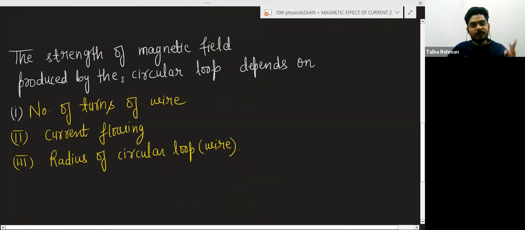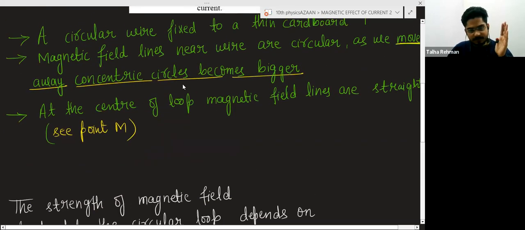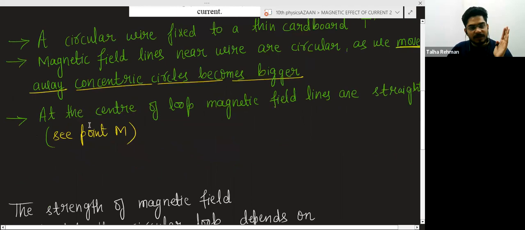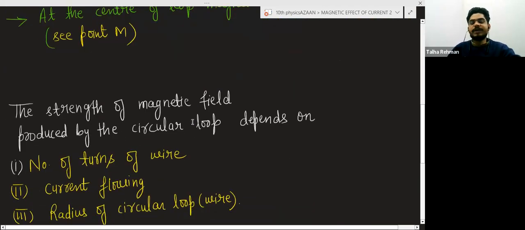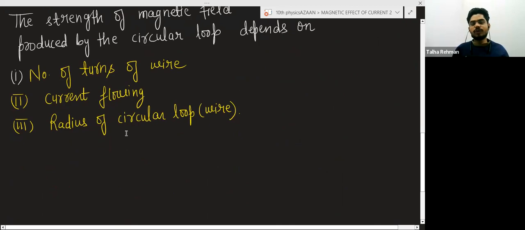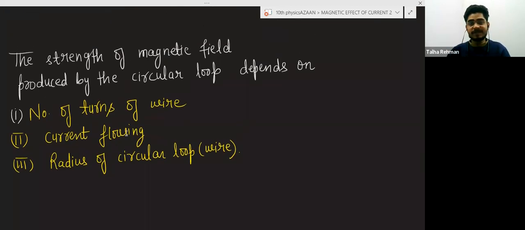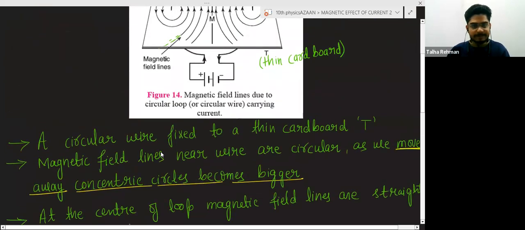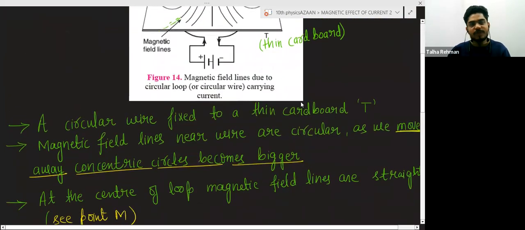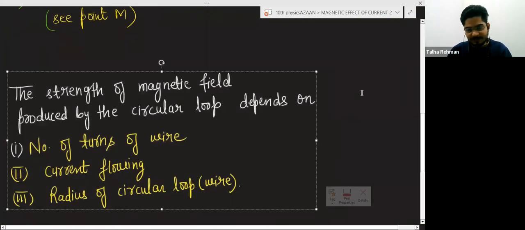So the strength of the magnetic field produced by the circular loop, or circular wire, depends on the number of turns of the wire, the current flowing in this wire, and the radius of the circular loop of the wire. The more you increase the radius of the circular wire, the less will be the magnetic field strength. You will also study this in detail in your 12th class if you have physics there.